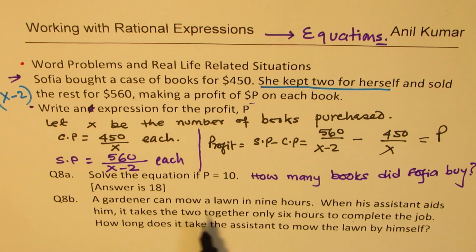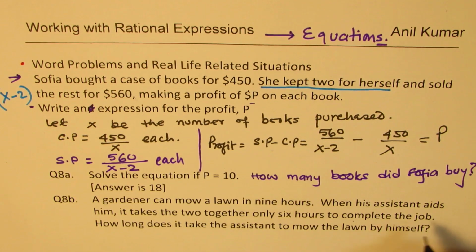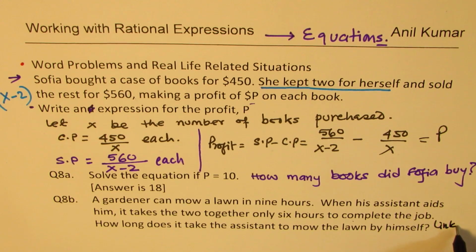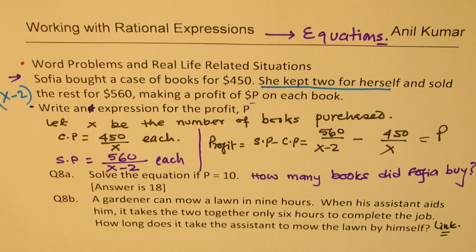And then you can also work with another question, similar kind. A gardener can mow a lawn in 9 hours. When his assistant aids him, it takes the two together only 6 hours to complete the job. How long does it take the assistant to mow the lawn by himself? So I'll provide you a link here for the solution, right? And in the next part 2, we'll look into rational equations, where we'll begin from this point.